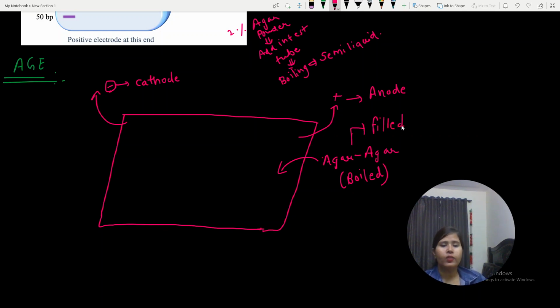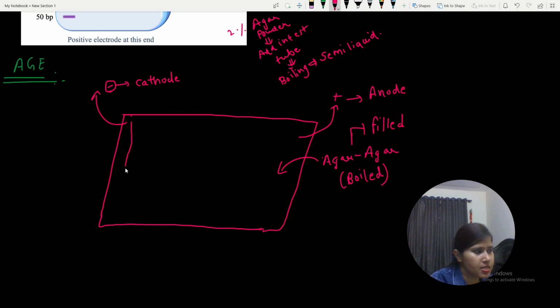Before cooling down this agar, when you are adding it inside this box, at that moment you are adding a kind of comb. What is a comb? In your house you are using a comb, right? So this kind of comb you are adding at one end of this vessel, towards the cathode.